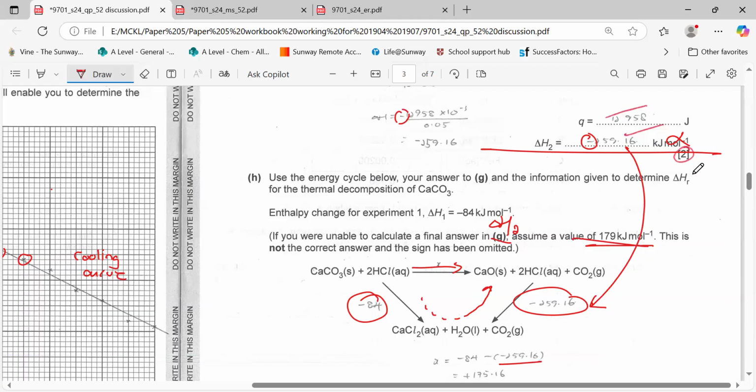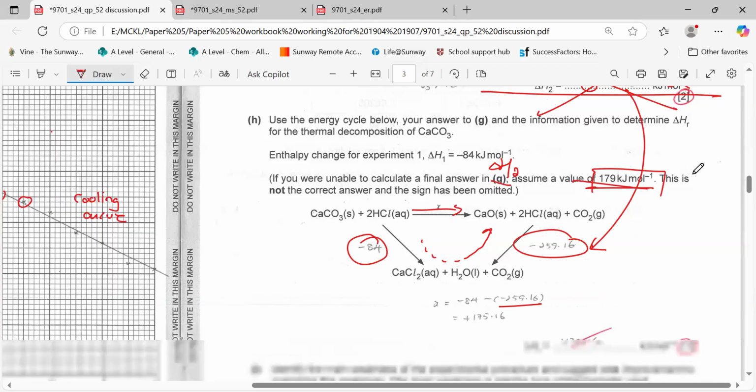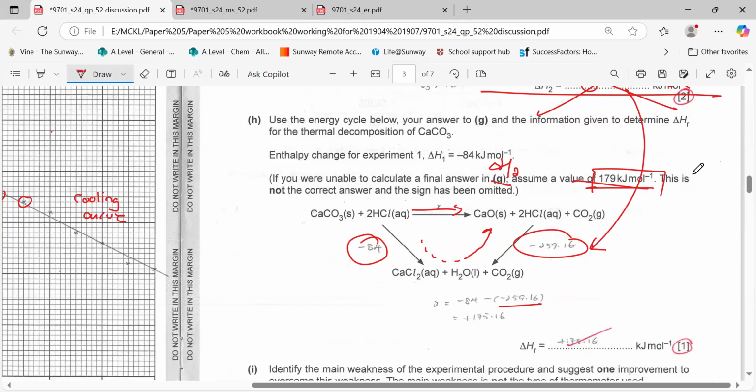If you really have to take the 179, I suggest you leave this empty and get the maximum loss in terms of marks. Then only you have a right to use 179. But I'm pretty sure you all are not in this situation. So I suggest you just take whatever you calculate and carry forward. All right, they will give you error carried forward marks. So please take your number and don't be a scaredy cat and take the 179 given by the examiner, because they already say if you're unable, and this is not the correct answer already.